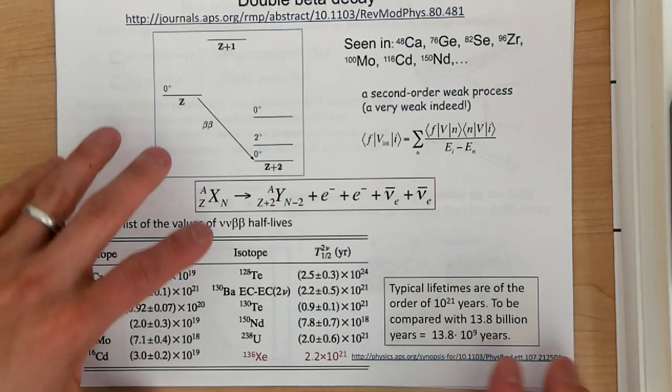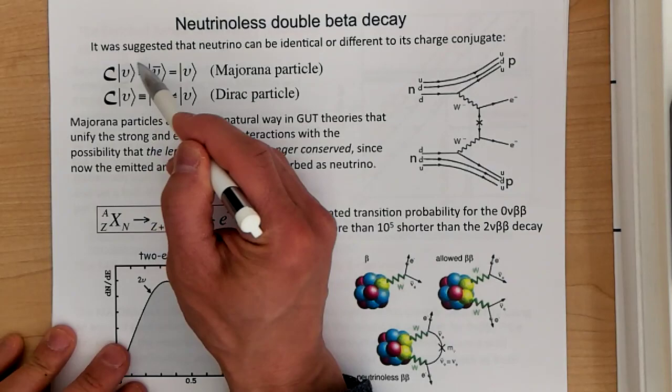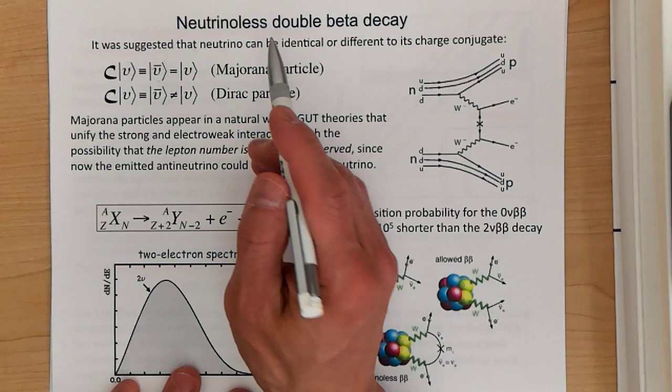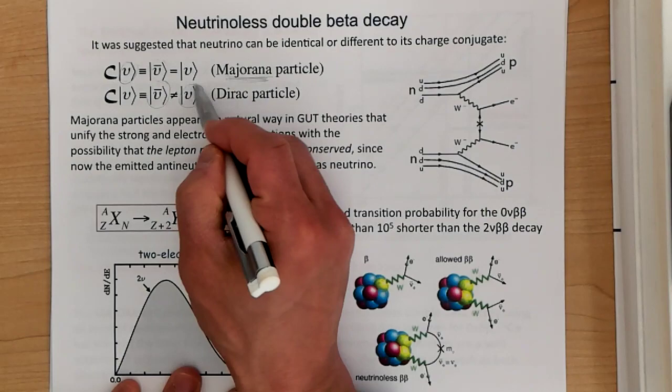Now, on top of this, there's something even more exotic. We actually don't know if the neutrino is the same thing as the antineutrino. In other words, this is what comes under the term a Majorana particle: whether or not there's a difference between the antineutrino and the neutrino.